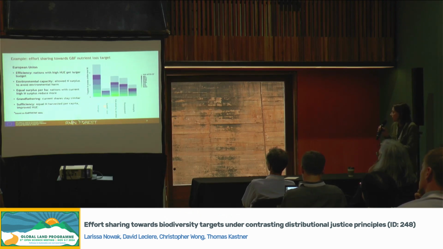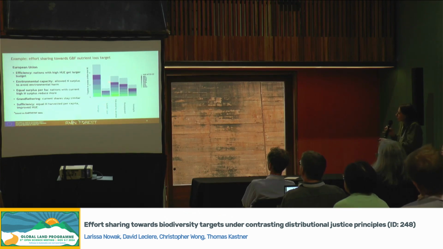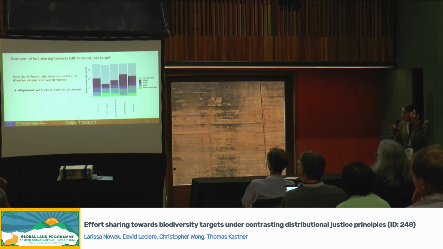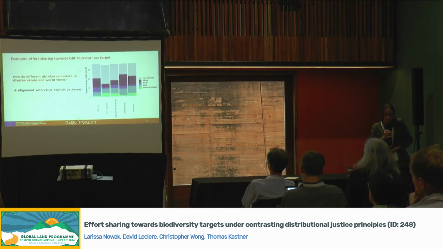It shows you that under the environmental capacity, and probably most of us, or at least the natural scientists, would say that should be how we distribute it, we would get a much, much smaller budget assigned compared to, for example, the grandfathering or the efficiency, and even smaller than the sufficiency. So how should we go about this? Another follow-up question that might also help to decide or negotiate this is: how do these distributional principles relate to different worldviews or different value systems that people might have?